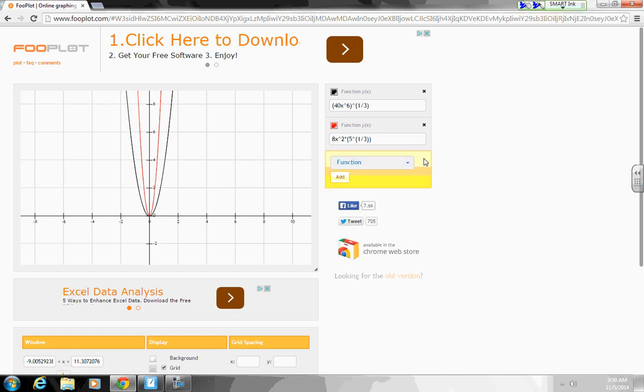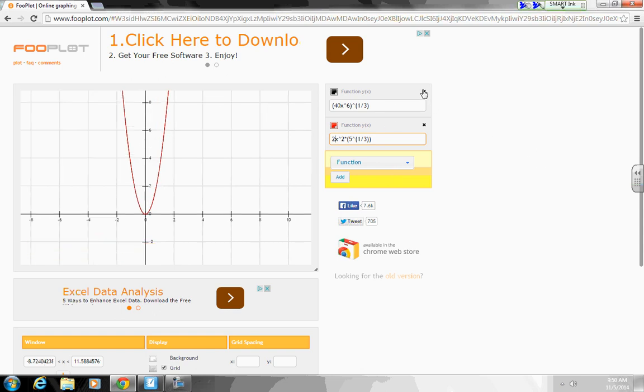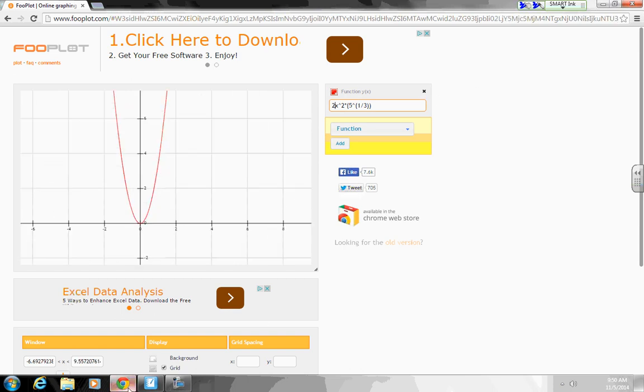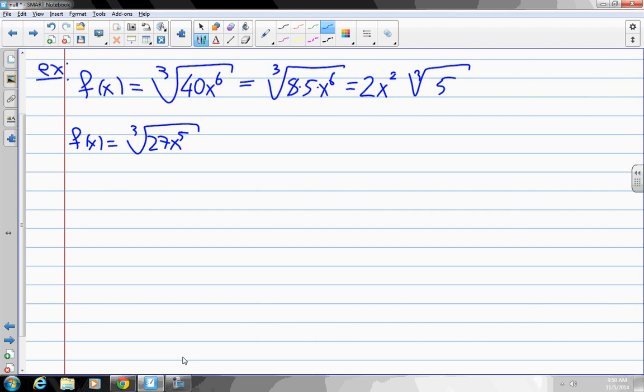Did we get the same exact graph? Why did I do 8? It should be 2, not 8. Here we go. So these are 2 of the same functions. If I get rid of that one, I'll just have that one left. So anyways, sorry, a little sidetrack.